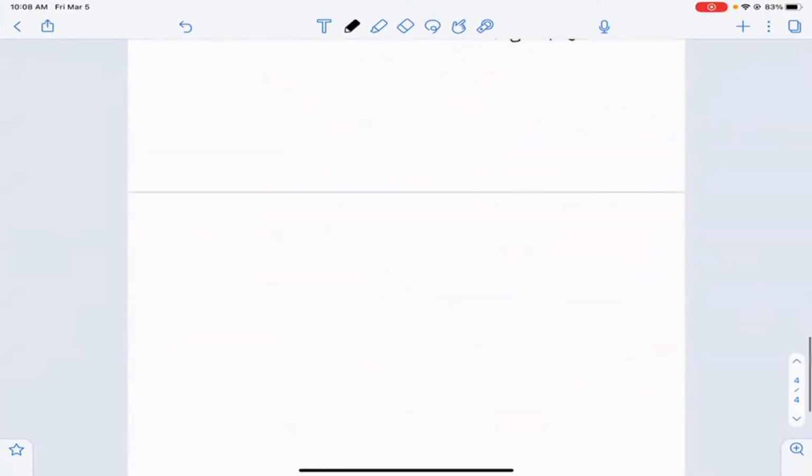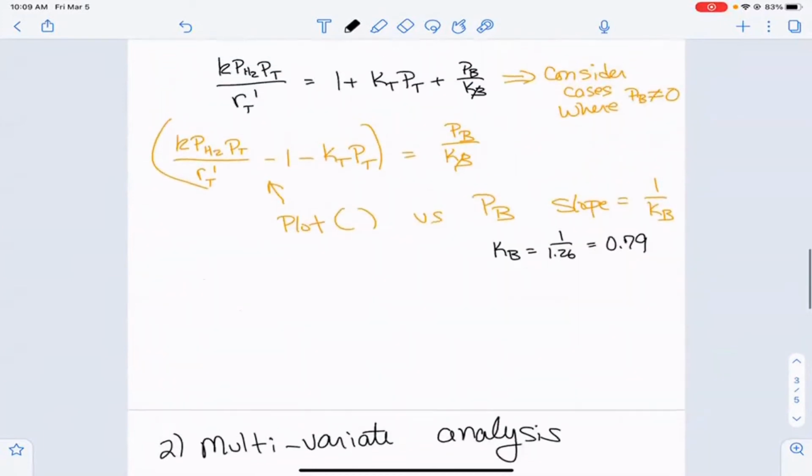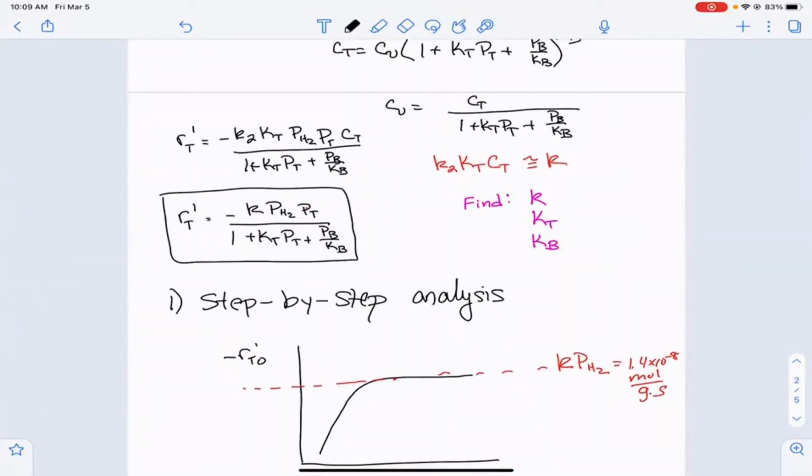let's do the second method, which is reasonably straightforward. We're going to do our multivariate analysis here. Now, if we're going to do that, I guess the question is exactly how? Well, we know from the experimental data that we've measured the rate. And we know that the reaction rate is given by our rate law.